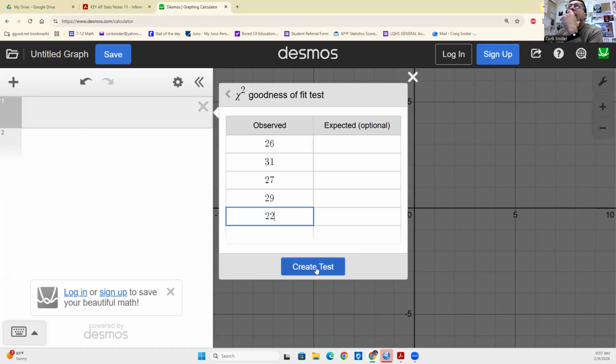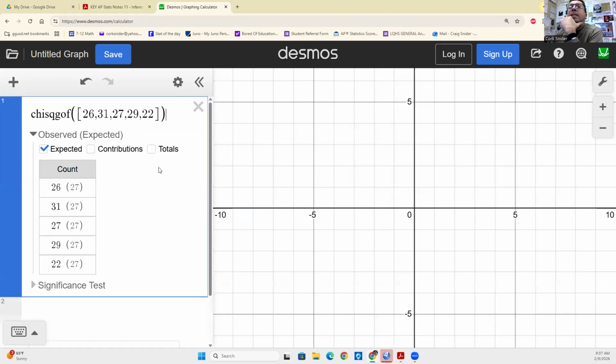If I click create test and I put the expected data, if you don't do anything, it'll do the expected counts automatically by dividing it all by the number. So the expected is right there. Okay. Now, the observed and expected data will eventually help develop the chi-square sum, which is our statistic. So we always have a test statistic of some type, and we're going to talk about that, but not right now. We're just trying to develop the expected data. That's all we're trying to do right now. Okay, so there we go.